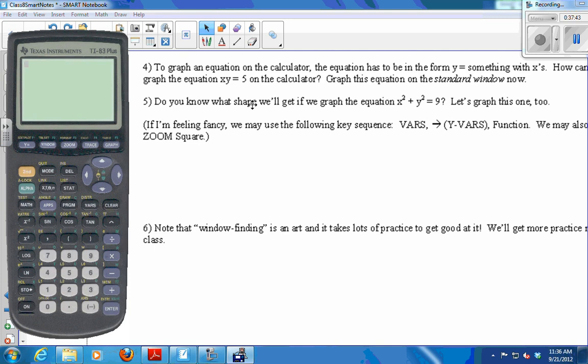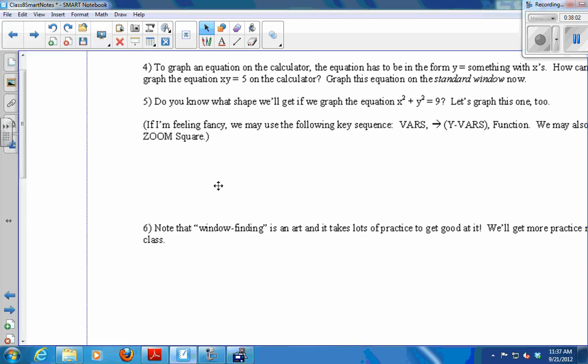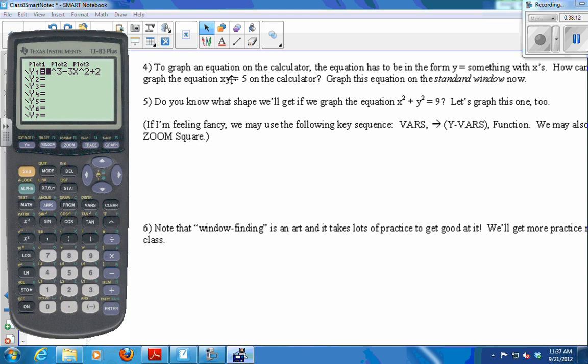So your calculator has this limitation in that to graph an equation, it has to be in the form of y equals something with some x's in it. It has to look like this because this is the only thing your calculator can accept. It has to be in the form y equals some stuff with x's. Okay. So how can we graph the equation x times y equals 5 on the calculator? Yep, you got to solve for y.